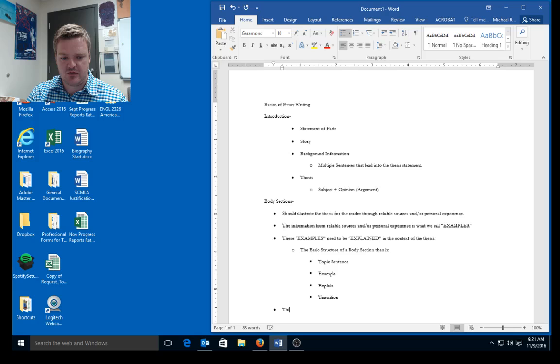This structure needs to be repeated 3 times at a minimum. So at a minimum, for this to be a quality essay, the structure of the body section needs to be repeated 3 times. Now, it may take more than one paragraph to create this structure. It's definitely going to take more than one sentence. And your examples, the reliable sources, they need to be cited.